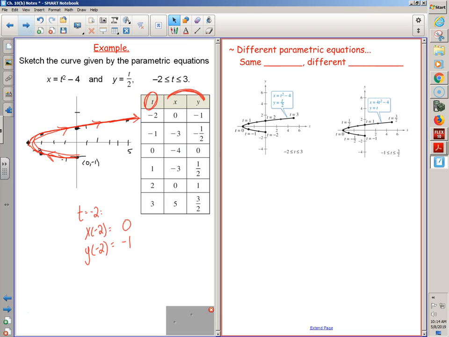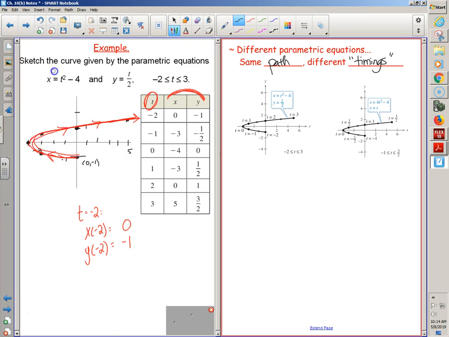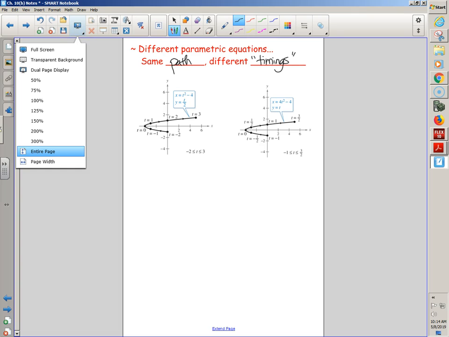You guys don't need to necessarily write this down. I do want you to fill in the blanks, though. Different parametric equations can have the exact same path, the exact same shape, but different "timings." I'm going to put that in quotes because time isn't always exactly what we're doing. Remember how I said it could be t or theta? Well, let me zoom in on this. It looks to be the exact same, right, guys? The exact same beginning, the exact same end, the exact same arrows, using the exact same direction of motion.